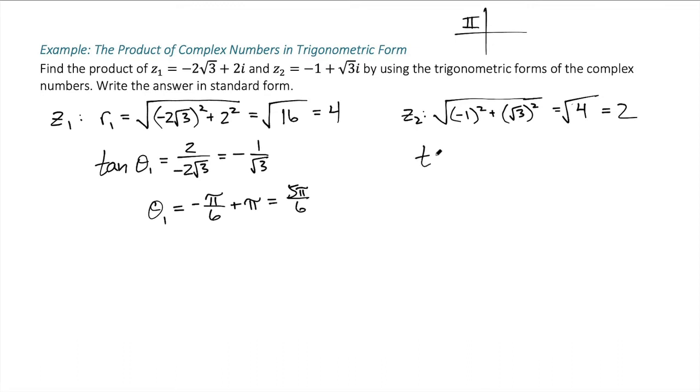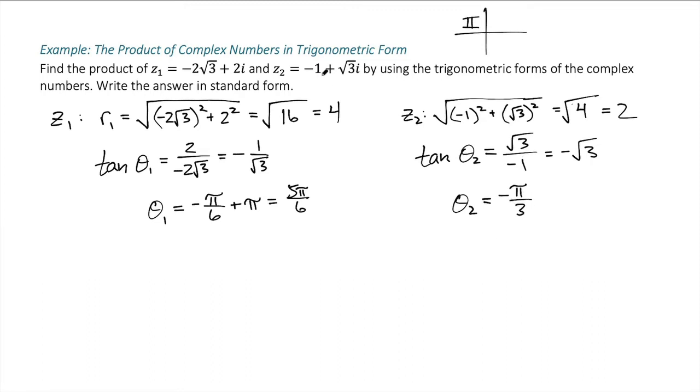I know that tangent of theta 2 is b over a. b is root 3 over a is negative 1. Well, that's negative root 3. So theta 2, I'm looking for an angle where the tangent is negative root 3. Well, the arctangent of that is negative pi over 3.